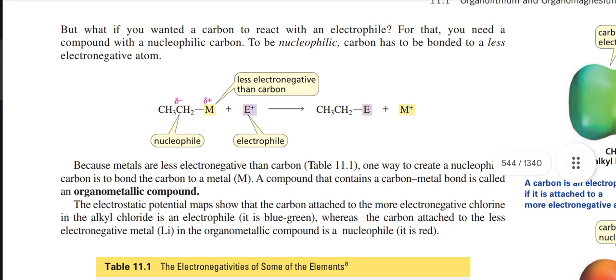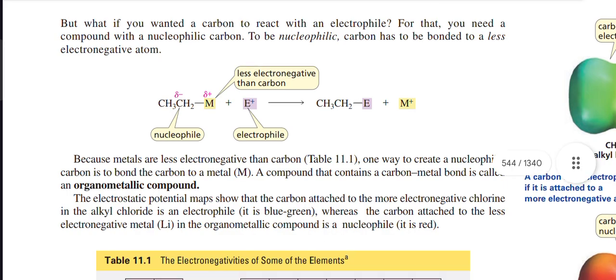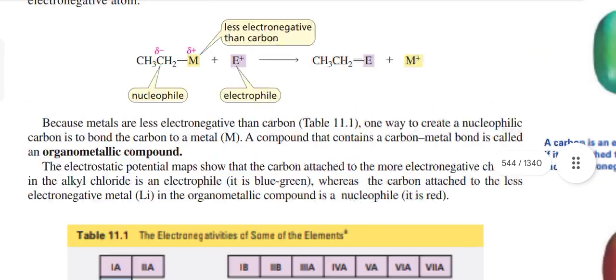Because metals are less electronegative than carbon, one way to create a nucleophilic carbon is to bond the carbon to a metal. A compound that contains a carbon-metal bond is called an organometallic compound. The electrostatic potential map shows that the carbon attached to the more electronegative chlorine in an alkyl chloride is an electrophile. It is blue-green, whereas the carbon attached to the less electronegative metal lithium in the organometallic compound is a nucleophile.